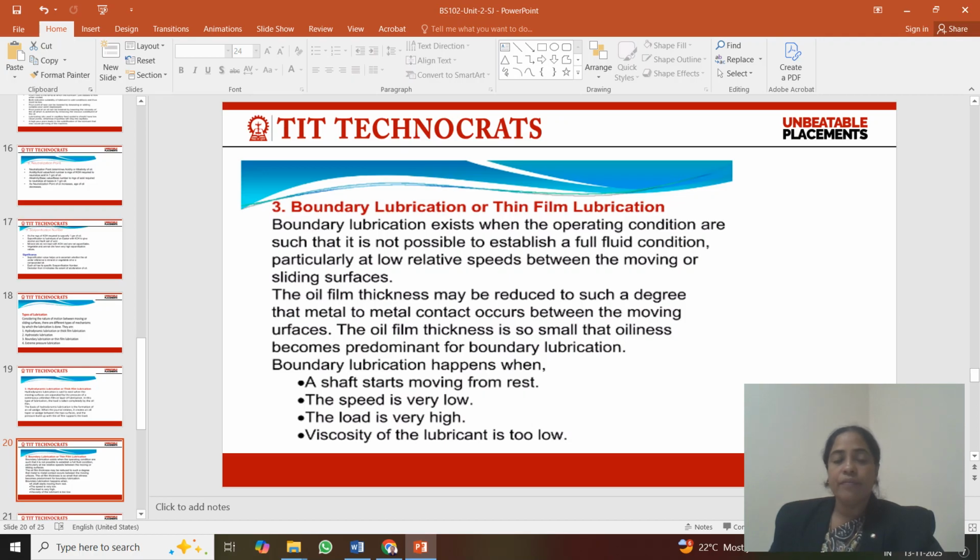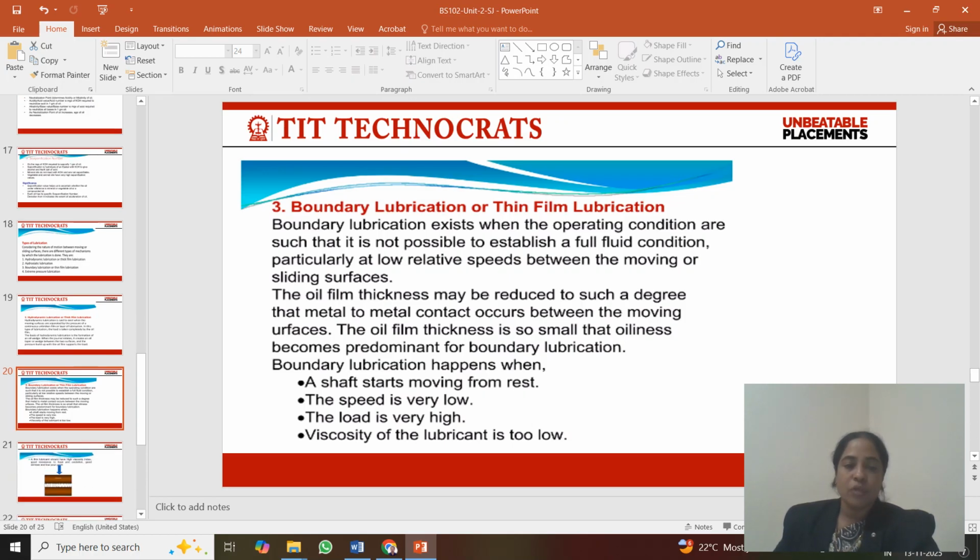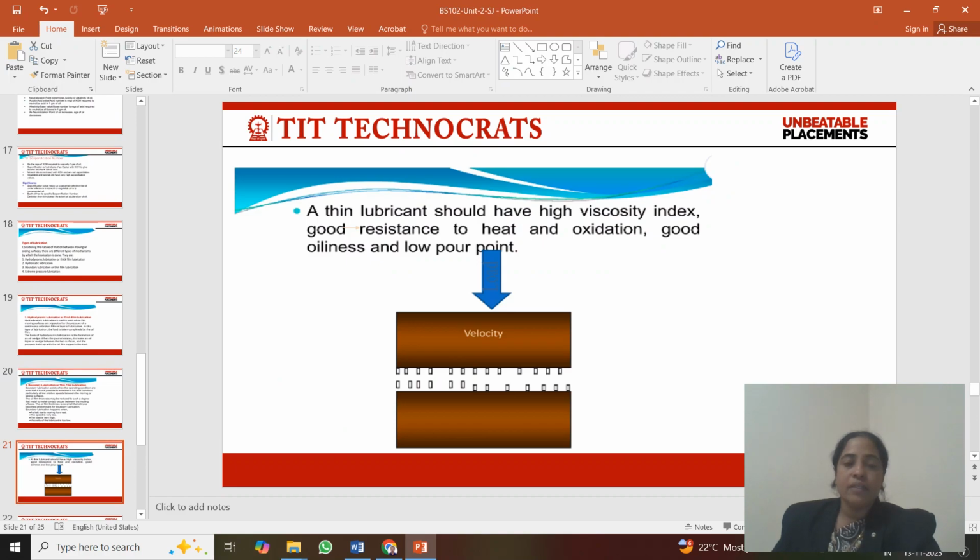The oil film thickness may be reduced to such a degree that metal-to-metal contact occurs between the moving parts. The oil film thickness is so small that oiliness becomes prominent for boundary lubrication, and boundary lubrication happens when a shaft starts moving from rest. The speed is very low, the load is very high, and the viscosity of the lubricant is too small. Here a diagram is given to explain the thin layer mechanism.